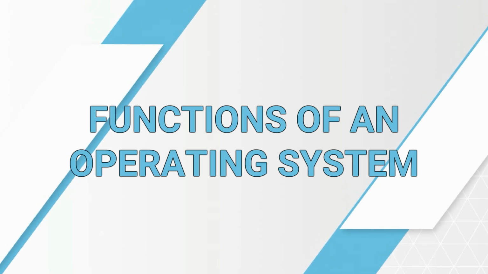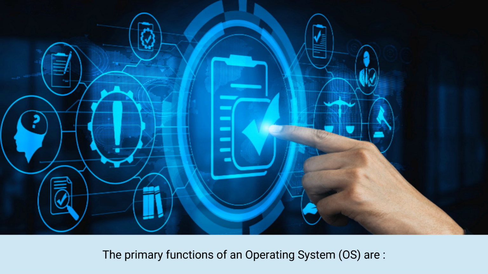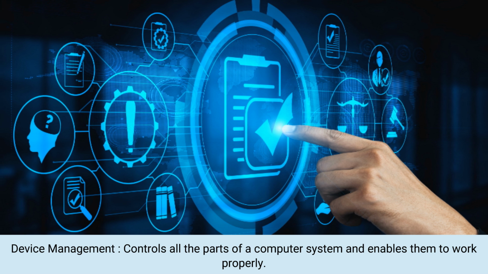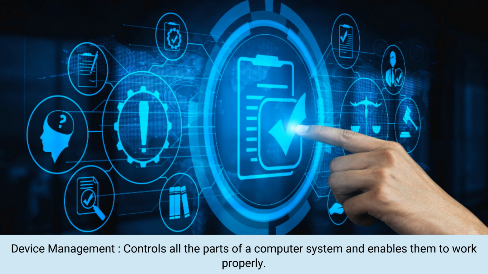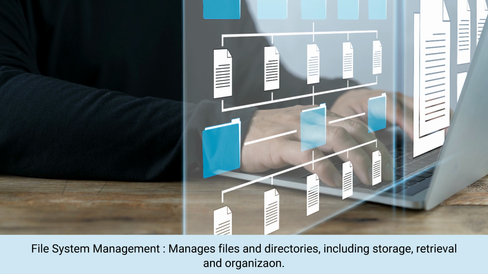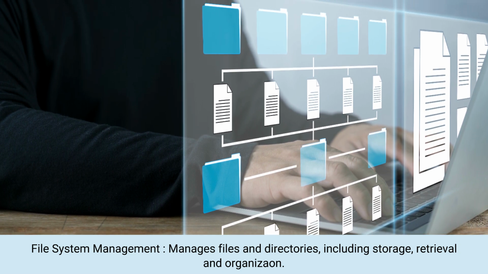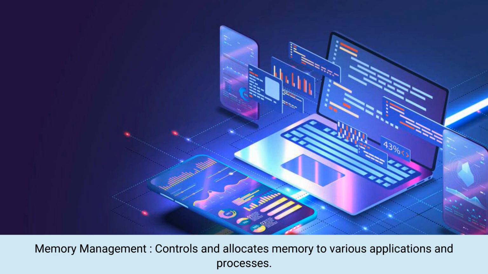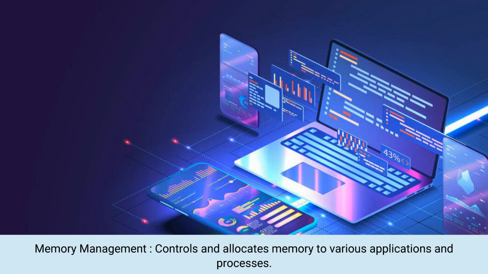Functions of an operating system. The primary functions of an operating system, OS, are device management, which controls all the parts of a computer system and enables them to work properly. File system management manages files and directories, including storage, retrieval, and organization. Memory management controls and allocates memory to various applications and processes.